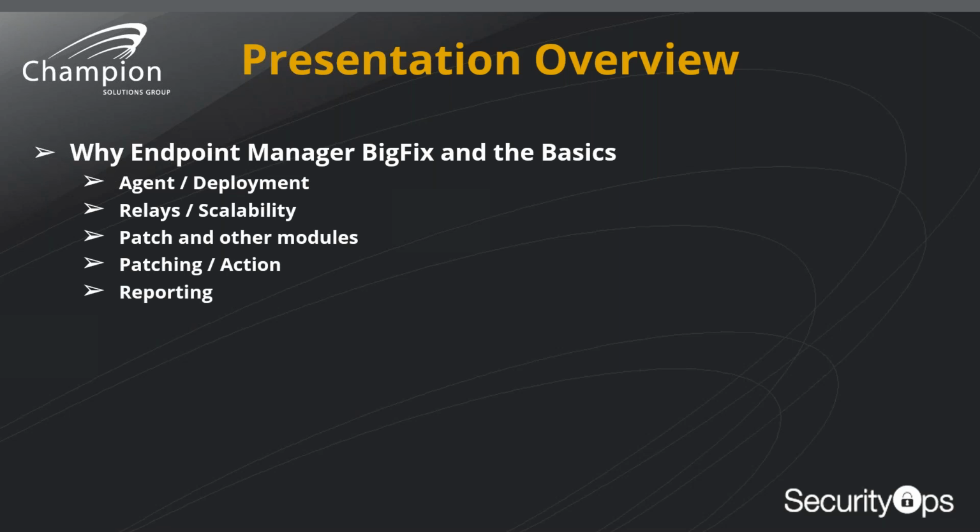We're going to be talking about the agent itself, deployment of it and how easy it is to get it out there on your endpoints, the relays and why they're important, and the scalability of them into your network and your ecosystem. Patch and other modules that are included inside of BigFix. And then, of course, we're going to see some demo of taking action and patching a few machines, and then we're going to touch on reporting a little bit. The last 10 minutes, we're going to open it up for questions. This is a 30-minute part series, but if questions go over a little bit, we're definitely going to stay on and answer as many as we can, okay?